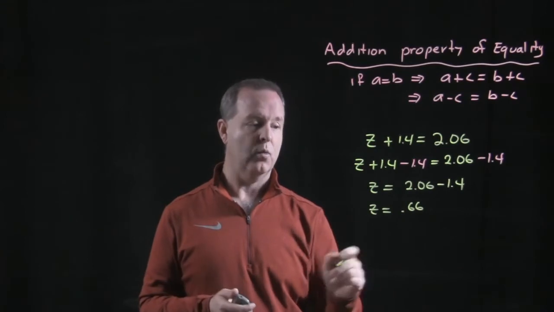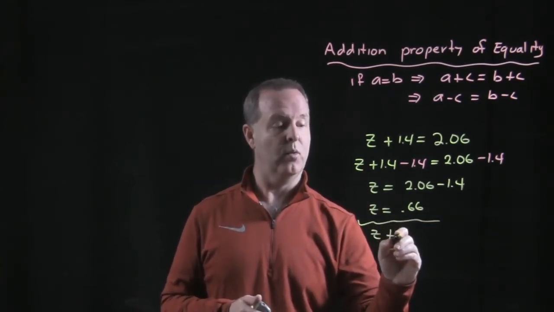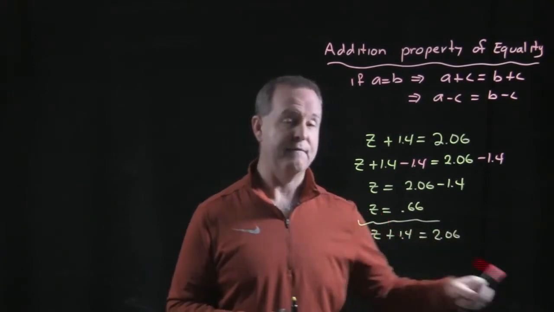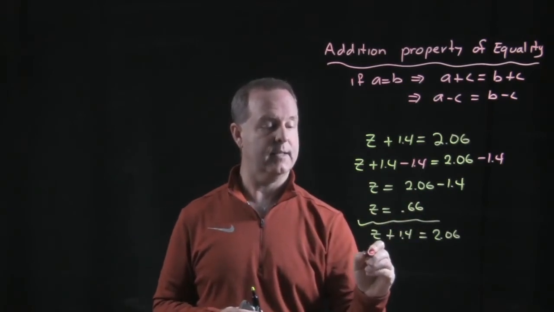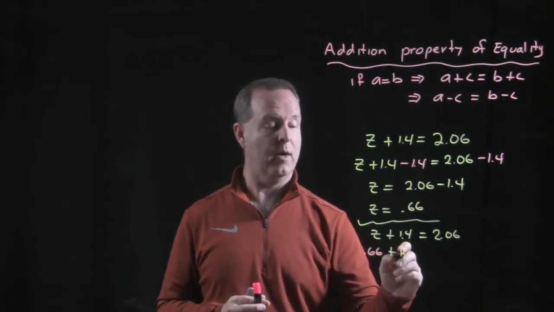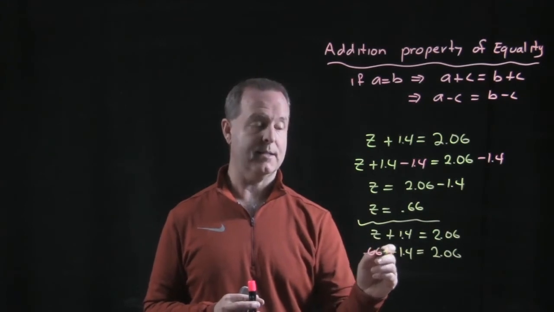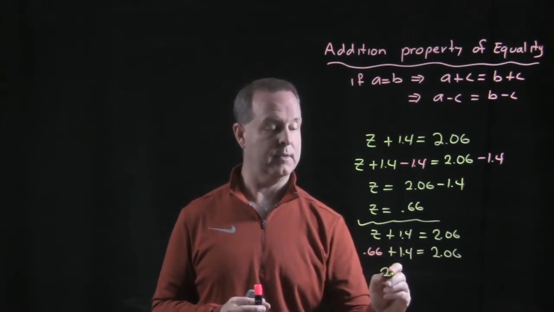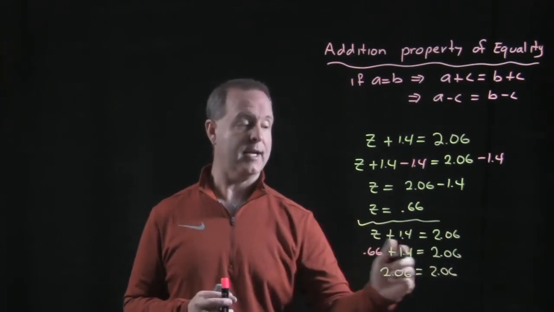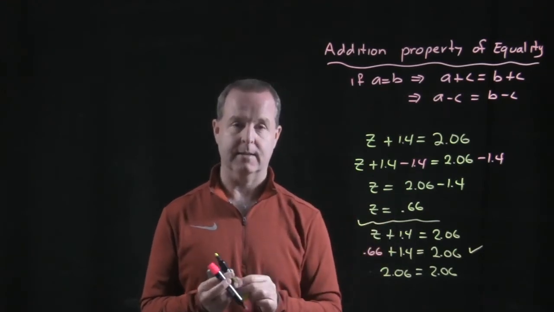To check, we can go back to our original equation, which is Z plus 1.4 equals 2.06. I found my value to be Z was 0.66. So I'm going to substitute that in for Z, add that to 1.4, and see if this is a true statement. 0.66 plus 1.4 produces 2.06, and that equals 2.06. So my check says that it's true that Z equals 0.66.